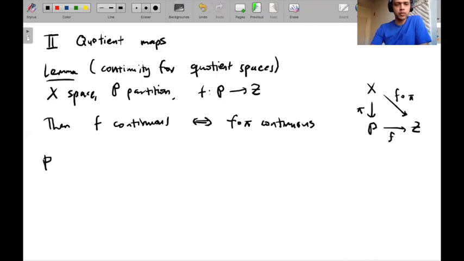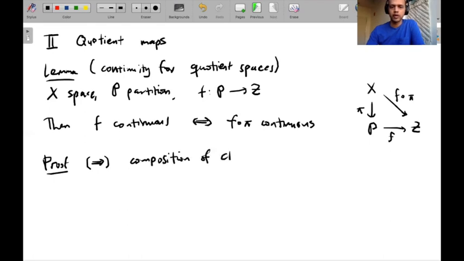Okay, so let's prove this. Proof. One direction is easy. Can you see which direction is easy? The forward direction: if F is continuous, pi is continuous by construction, so the composition is continuous. So this is a composition of continuous maps. All right, now the reverse direction is more interesting.